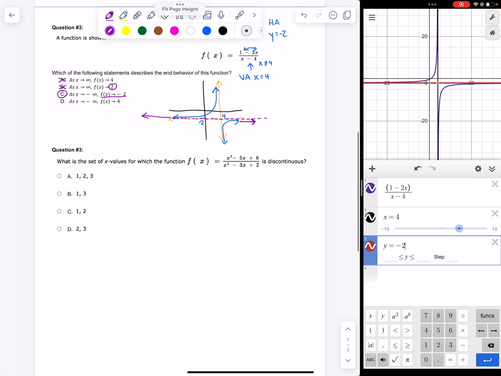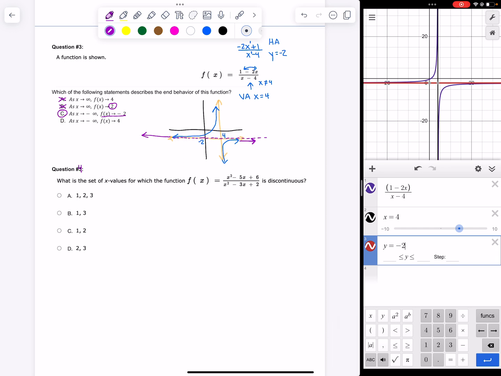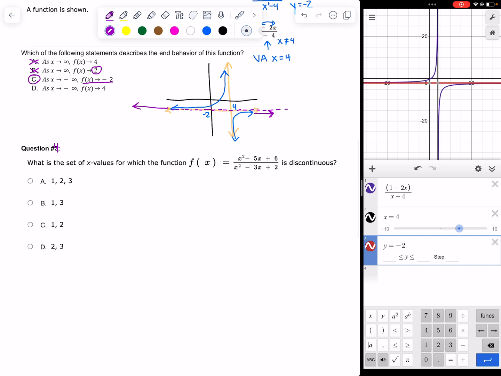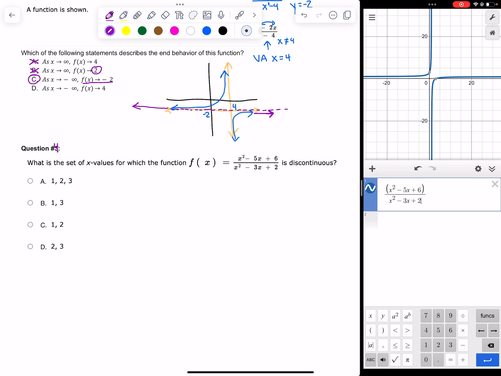Question number 3, which I think this is actually question number 4. So let's renumber that. Question number 4 says, what is the set of x values for which the function f of x is discontinuous? That means it's not defined, or it has a hole in the graph, or it has an asymptote. So for this one, we can type it in and we can work it out with factoring. So I'm going to do both. That way I can check my answers in just a minute, and I'll make sure I have them right.